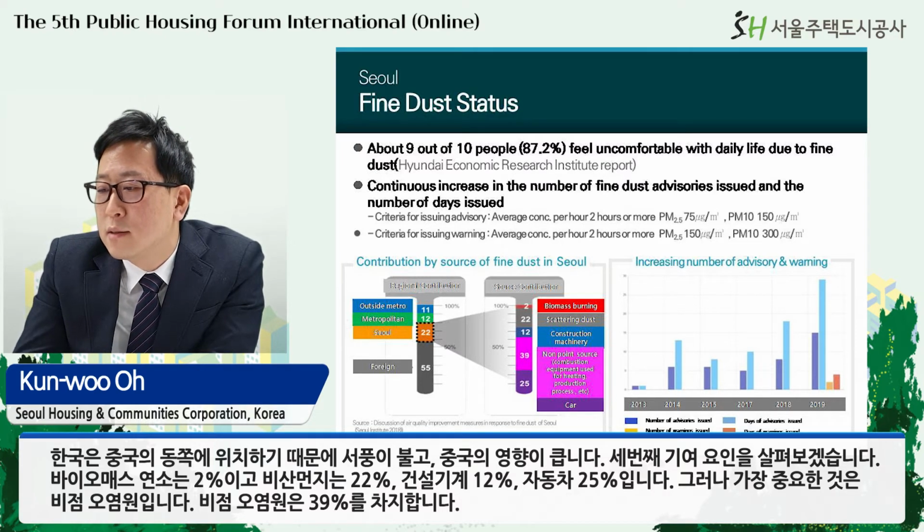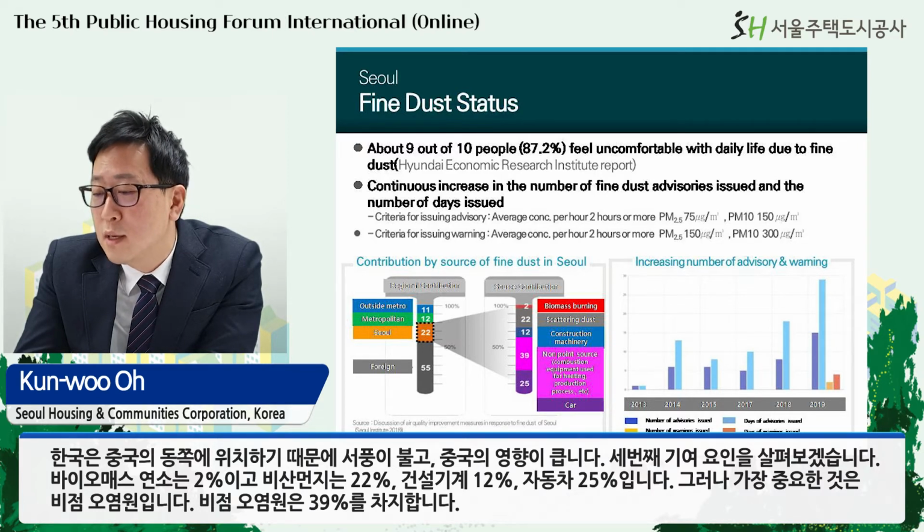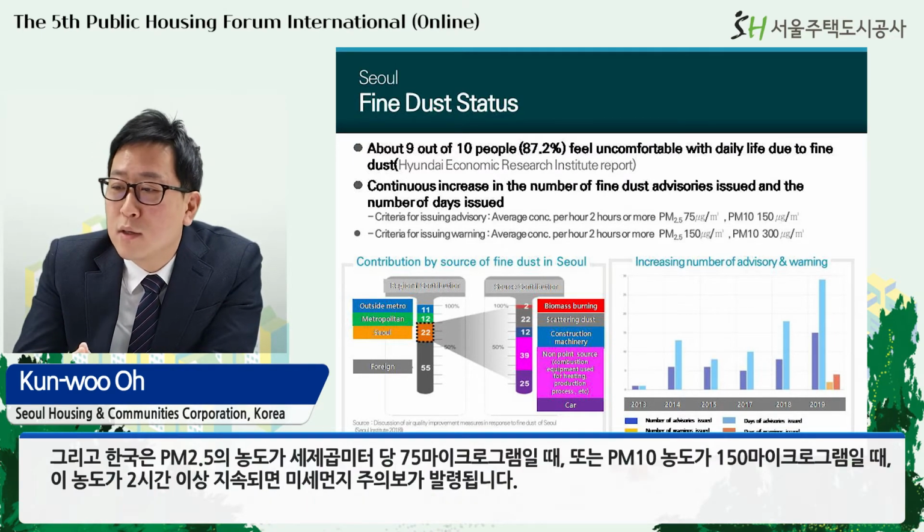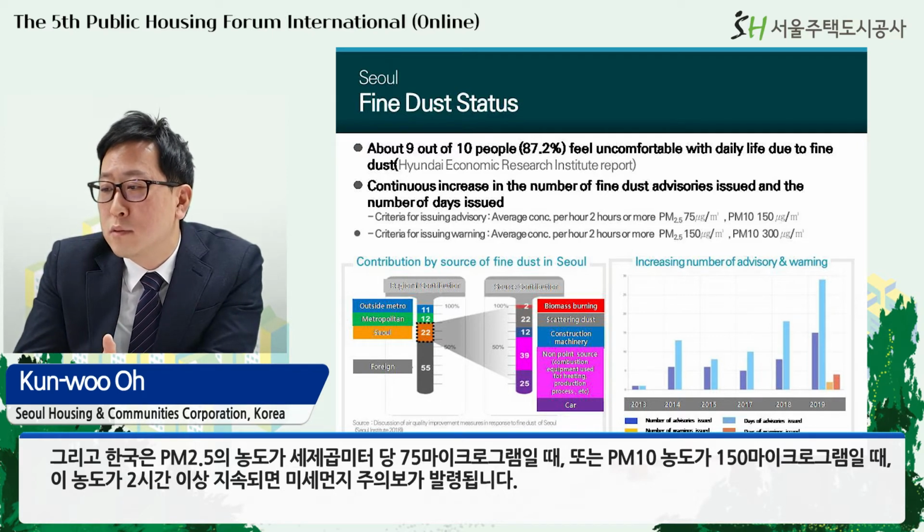And let's look at the source contribution rates. Biomass burning is 2%, scattering dust is 22%, construction machinery is 12%, and cars are 25%. But the most important part is non-point sources, which are 39%.